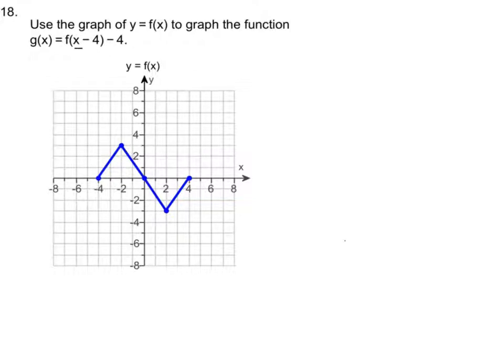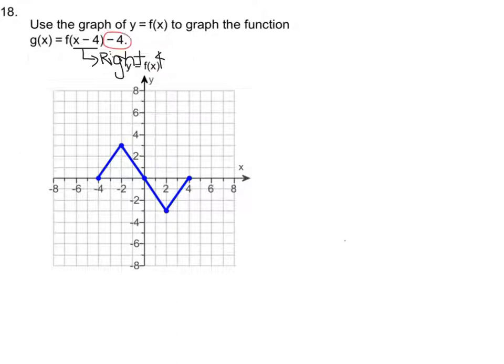Now I have something being applied to the x coordinate, and that's because the minus 4 is within parentheses of the function. So whenever you see something like this, it tells me that my graph is either going to move right or left. Since I have a minus 4 in parentheses, I'm going to do the opposite, which is move right 4. So each point is going to move right 4 units.